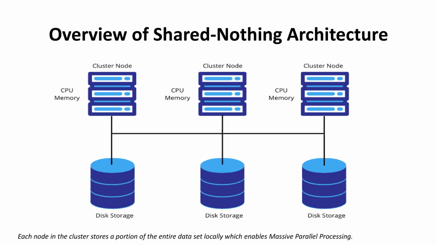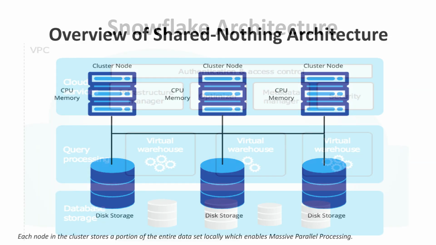Overview of shared nothing architecture. Contrary to shared disk architecture, shared nothing architecture has distributed cluster nodes with their own CPU, memory, along with disk storage. In this architecture, the data is partitioned and stored across these compute nodes locally, as each node has its own disk storage. This model might lead to data loss if the copies of partitioned data are not maintained as backup in other cluster nodes, as there is no redundancy.